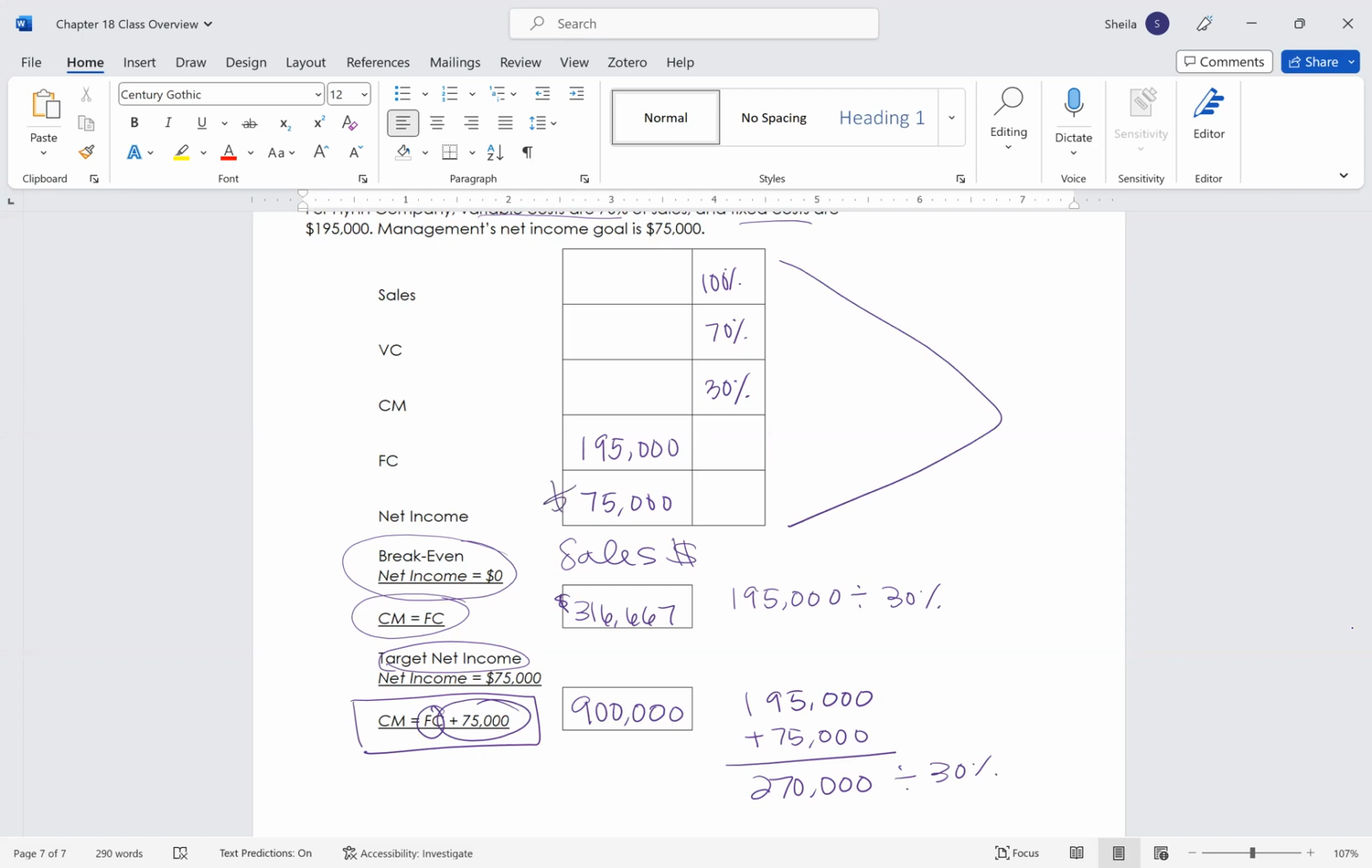Okay. So the question is, if I'm working backwards, do I arrive at net income of 75,000 if I have sales dollars of 900,000? Well, let's put it in and see. 900,000 times 70% is 630,000. Okay, 900,000 times 30% is 270,000. Or 900,000 minus 630,000 equals 270,000. Okay, if I subtract my 195,000, I end up with my target net income.